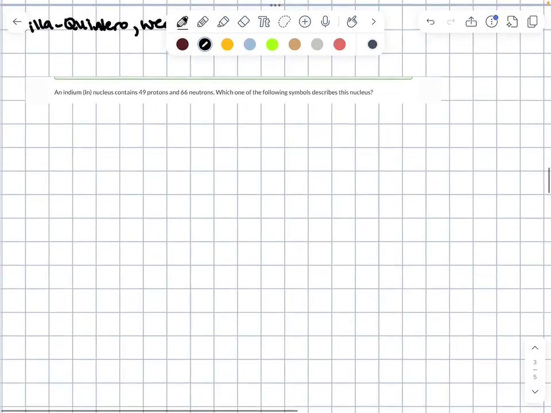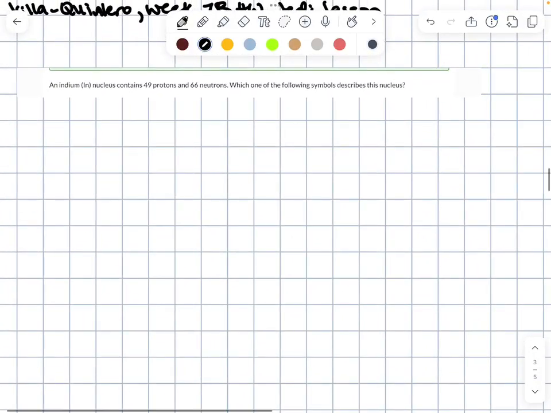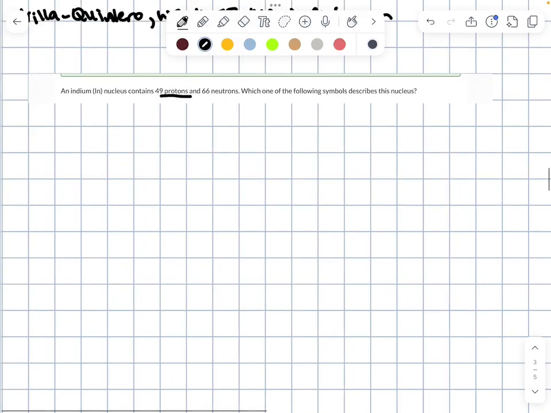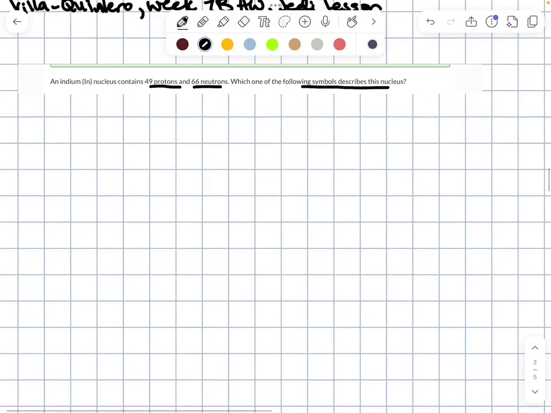This is week 7B homework and problem number 1. An indium nucleus contains 49 protons and 66 neutrons. Which one of the following symbols describes this nucleus? So this one hopefully will be pretty simple to understand.